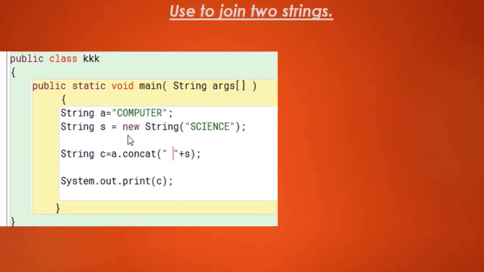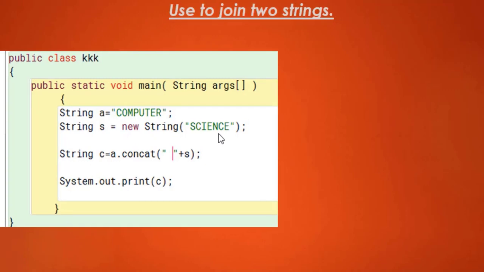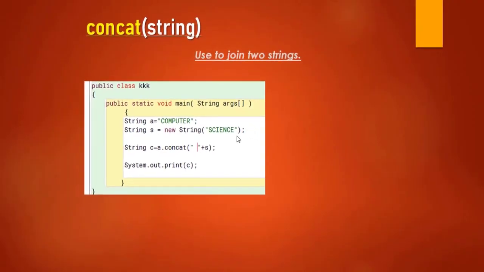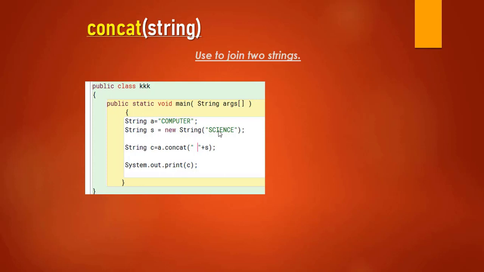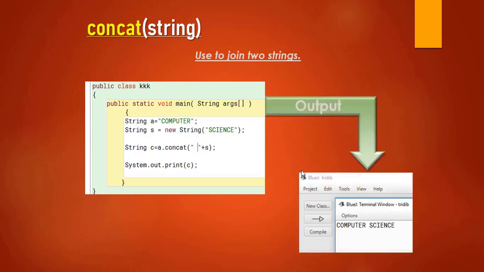Next is the concat function, which is used to join two strings. In this example we can see that string A equals "computer" and S equals "science". Now if I concat those two strings like C equals A dot concat(S) and I am printing C, then the A string and S string will be concatenated. That means the output will come as "computer science".